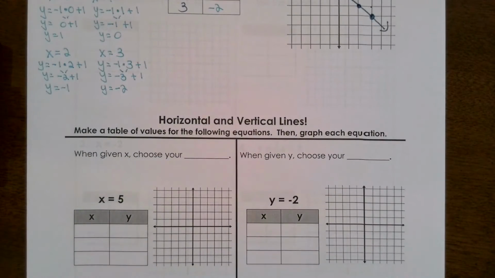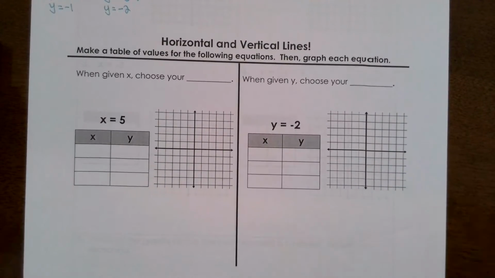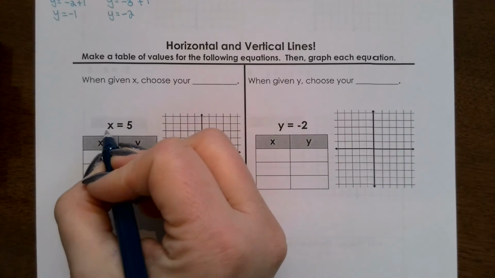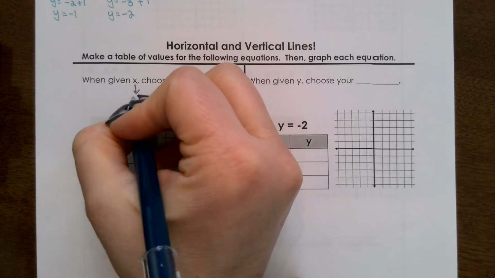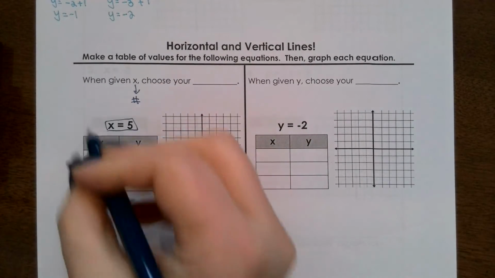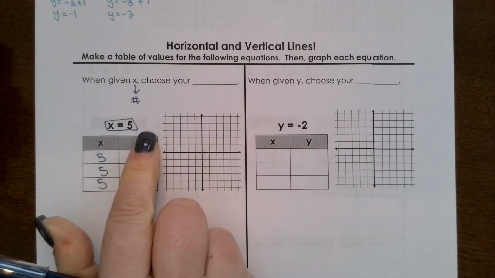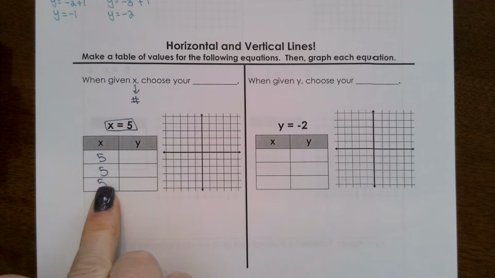But we know that there are such things as horizontal and vertical lines. So table of values is a super effective way to graph these types of lines. So let's take a look. When given x is 5. X is the number that's there. This is clearly telling me, this equation, that x equals 5. So I'm going to put 5 in there.